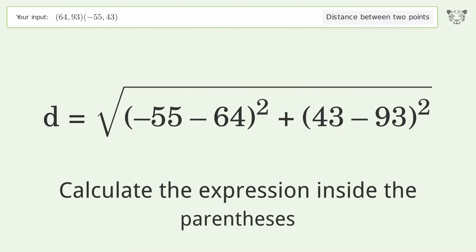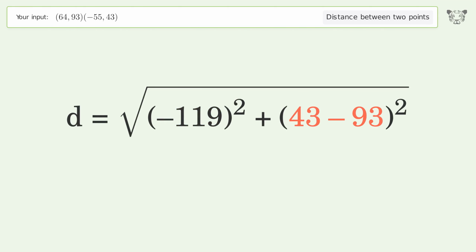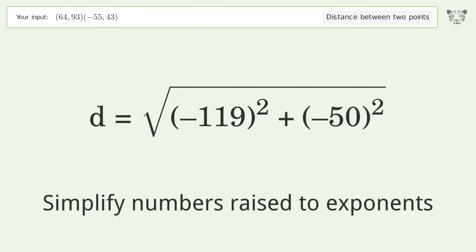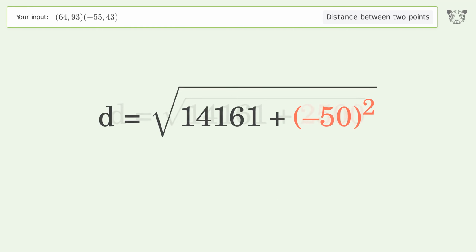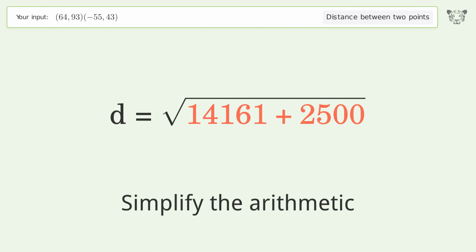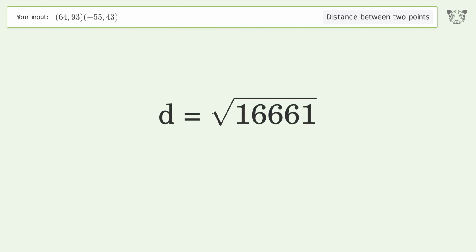Calculate the expression inside the parentheses. Simplify numbers raised to exponents. Simplify the arithmetic. And so the distance between the 2 points is the square root of 16,661, or 129.077.